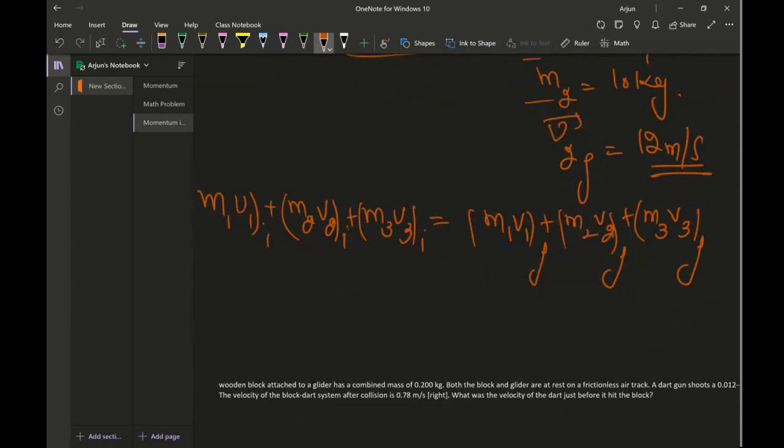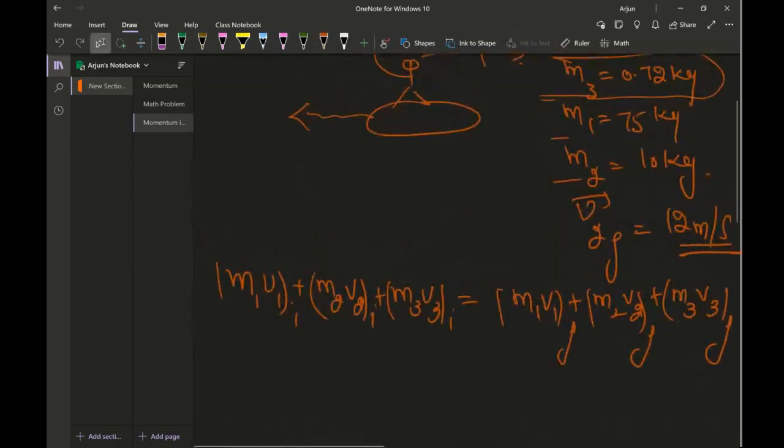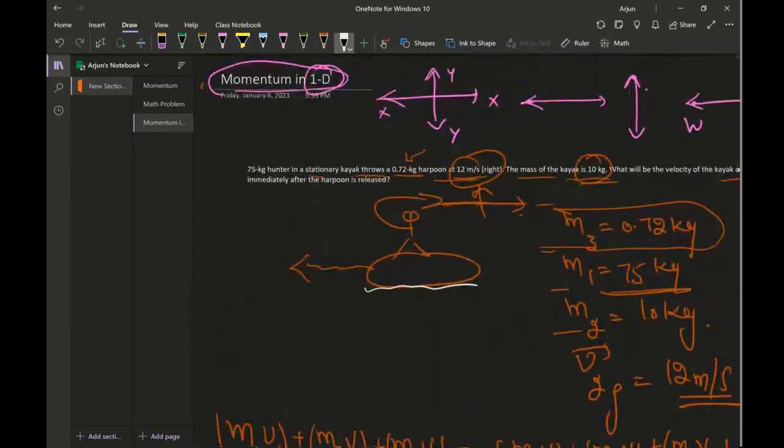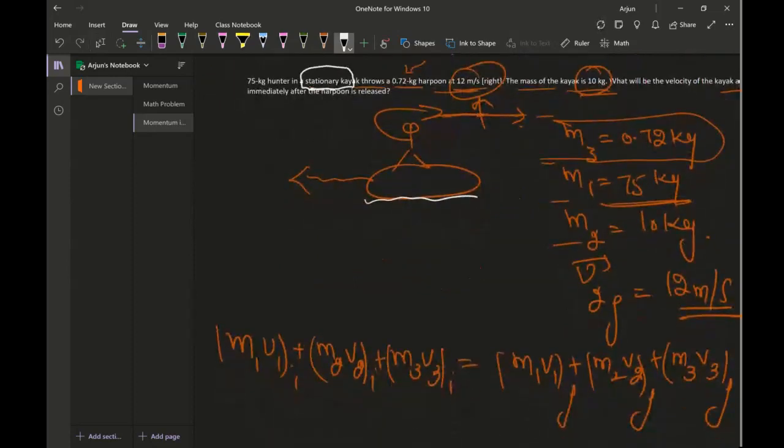So m1 is initially the mass of the person, 75 kgs, but what is his initial velocity? This kayak is initially at rest, nothing is being provided to us, it is stationary, so no velocity, it is not moving. So the velocity will be 0, and 0 multiplied by anything is 0, so this vanishes. Kayak is also at rest, it is stationary. So all three of them are 0.